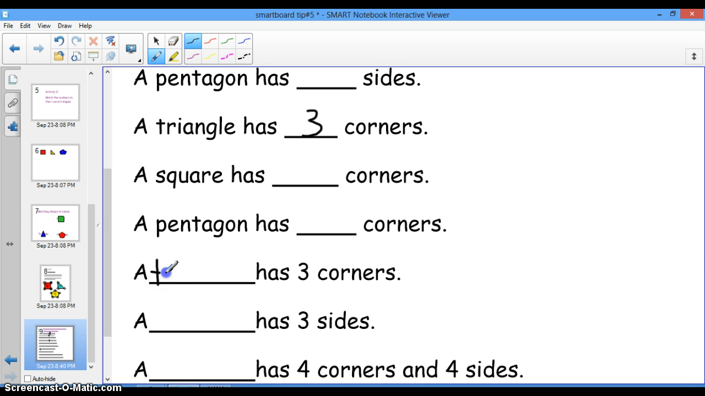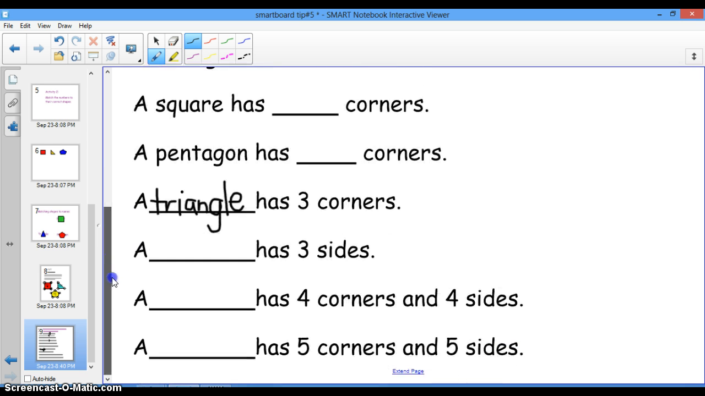So they have to spell out the word as best as they can, because we're not working on spelling because this is math. So they would do that throughout the whole activity, and they would do that the same for these as well. And so that is the lesson plan, and I hope you enjoy.